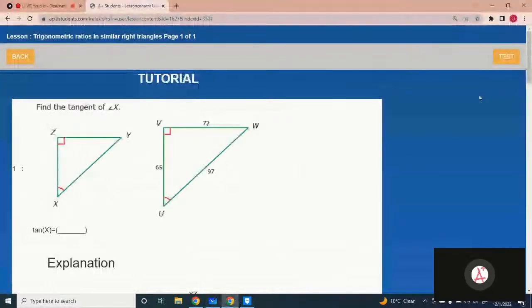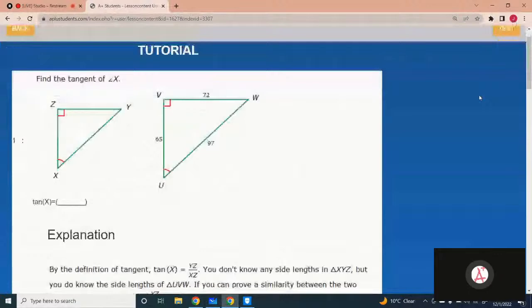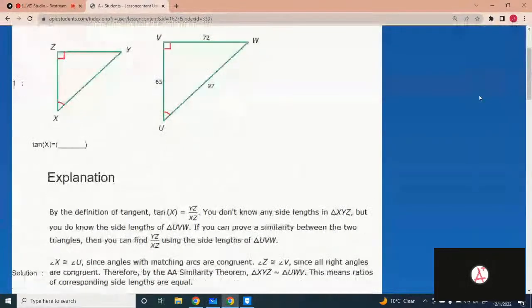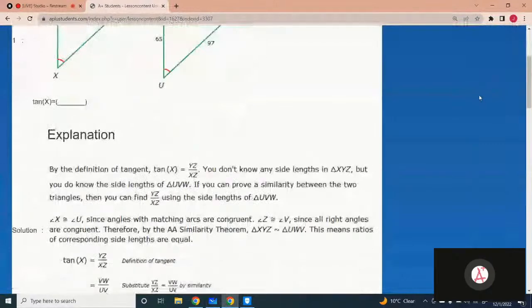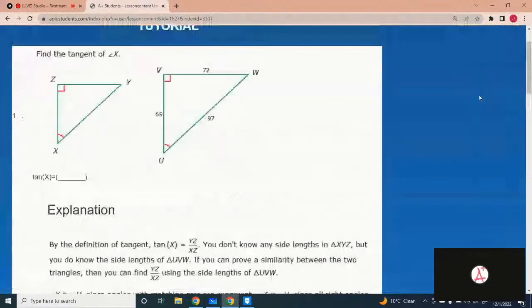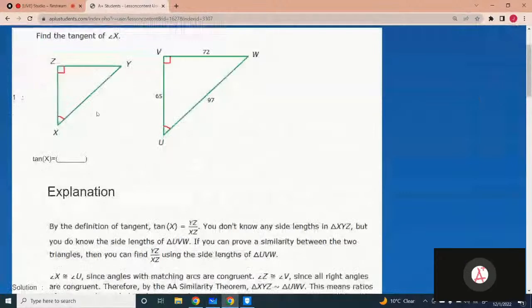Okay, now you are given two similar triangles. You have to find the tangent of angle X. So these are similar triangles, and these sides are similar: YZ is similar to VW, XZ is similar to VU, and XY is similar to UW. You have to find the tangent of angle X.